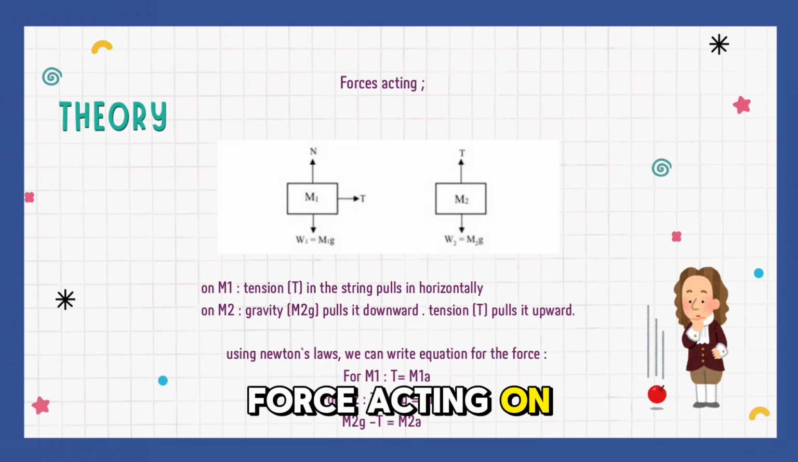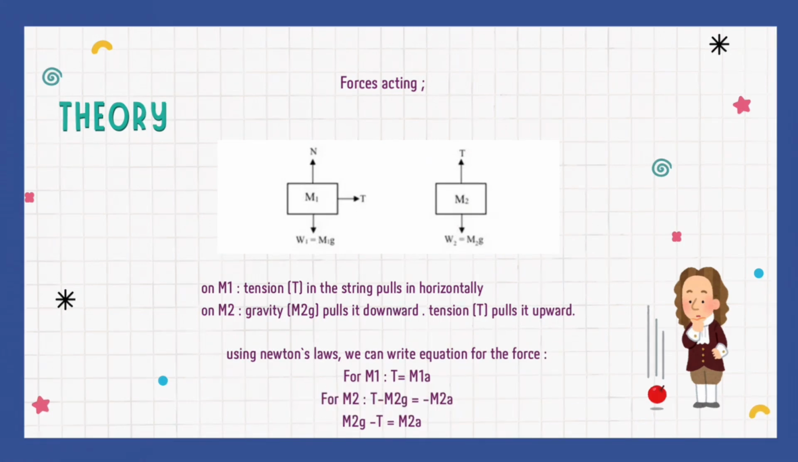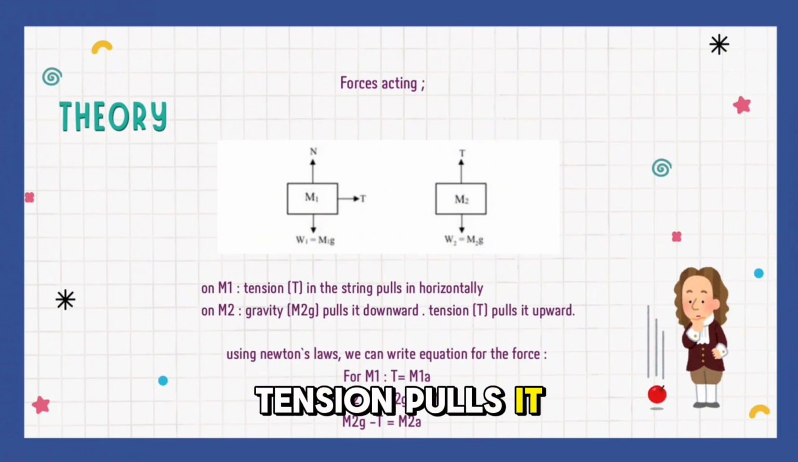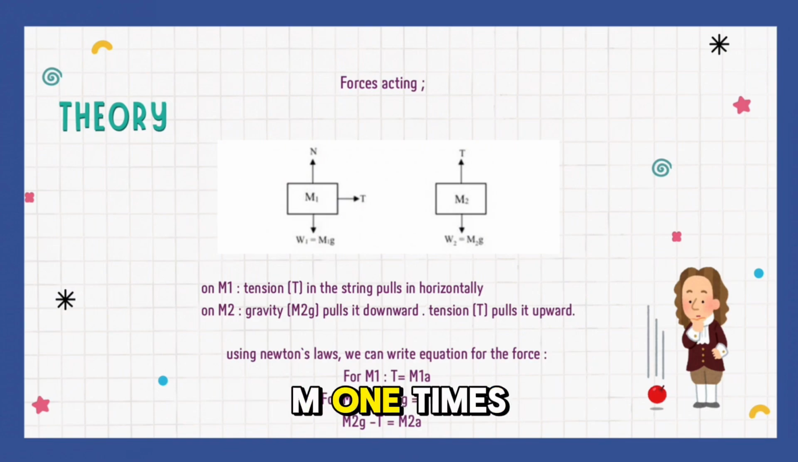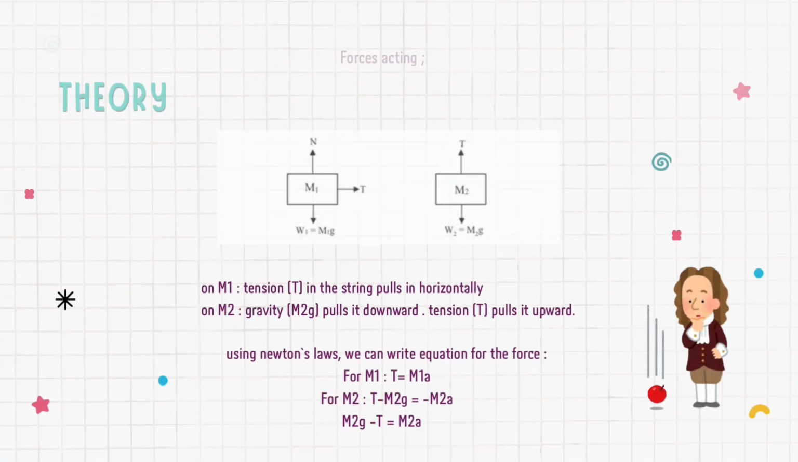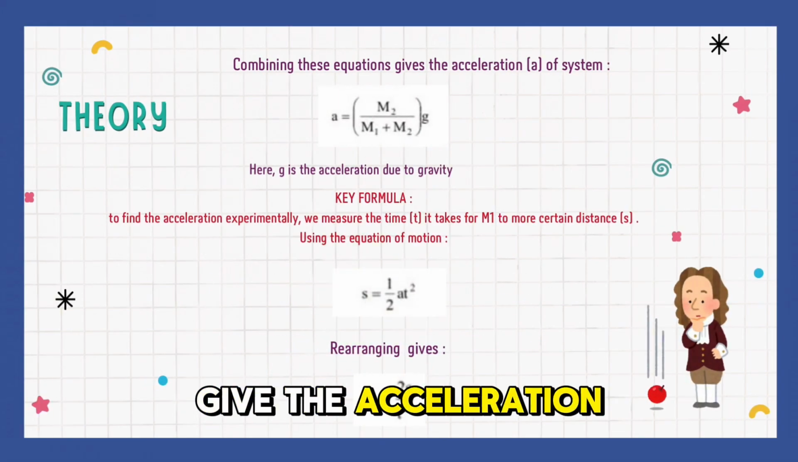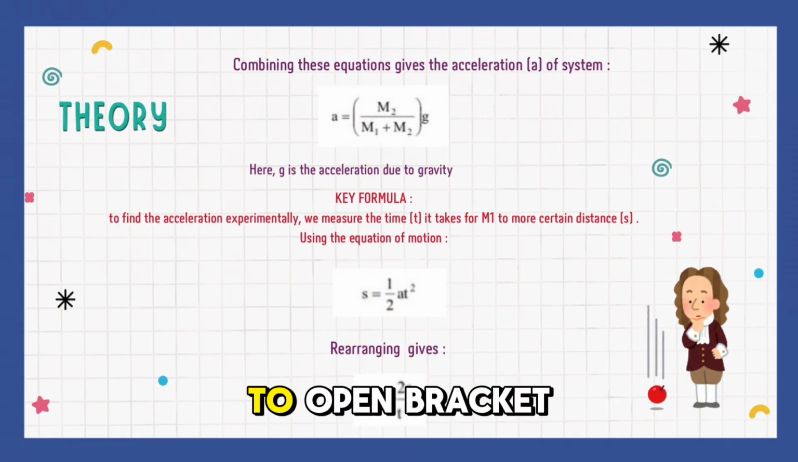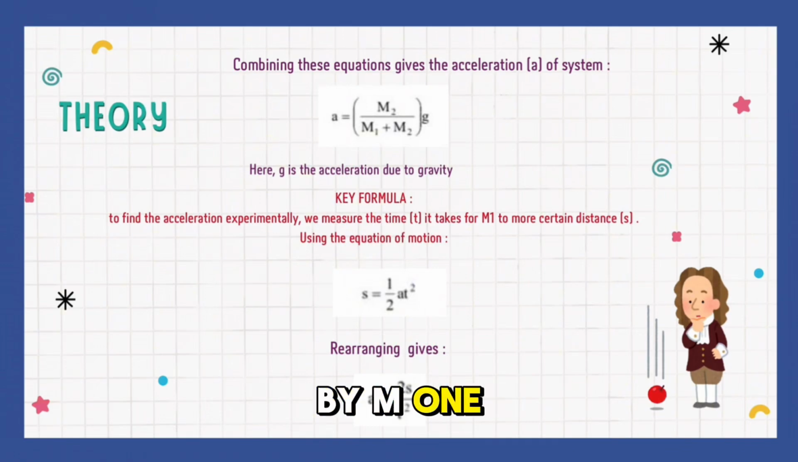Forces acting: on m1, tension in the string pulls it horizontally. On m2, gravity pulls it downward. Tension pulls it upward. Using Newton's law, we can write the equations for the forces, where for m1, T equals m1 times a. For m2, m2 times g minus T equals m2 times a. Combining these equations gives the acceleration of the system, where a equals open bracket m2 divided by m1 plus m2 close bracket times g. Here g is the acceleration due to gravity.